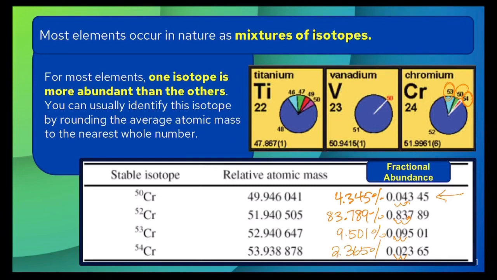2.365%. So typically on our assignments, you will not see pie charts. You will see the data, the abundance presented to you in percent form. Okay. The fractional abundance, though, is useful when it comes to calculations, because in order to perform the average atomic mass calculation, you need the fractional abundance. So just as we multiplied by 100 to get the percents, to get back to the fractional abundance, all you would do is divide by 100.